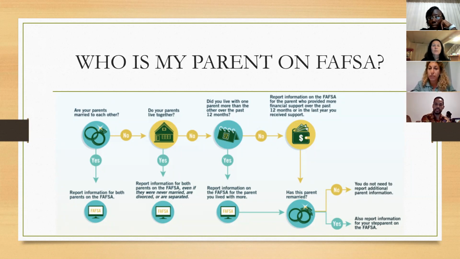Say that you live with your parents equally, it's completely split, you're to provide the parent who gives you the most financial support over the year. Now say that your parent is remarried and you have a stepparent, you're actually supposed to include both your parents and your stepparents' information on your FAFSA, which a lot of people don't know.